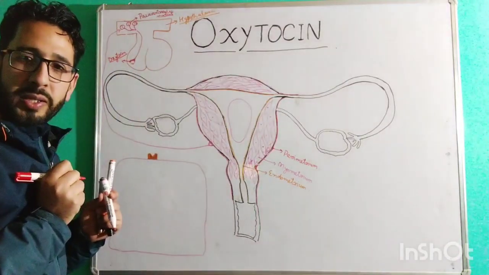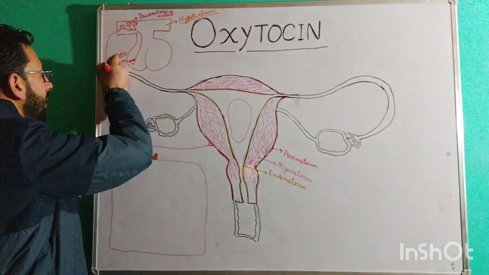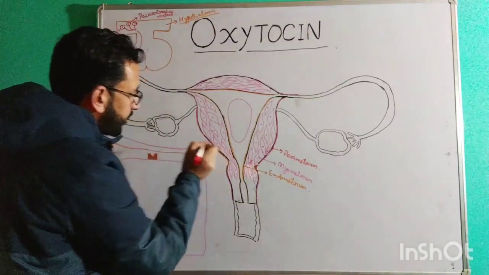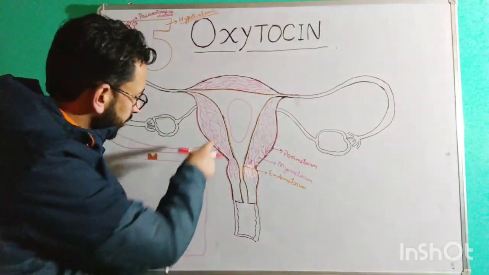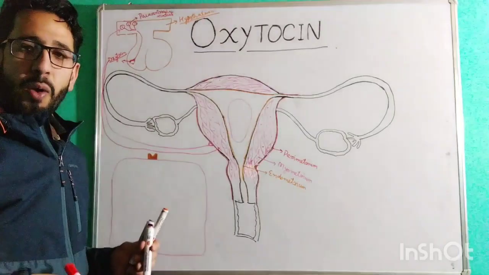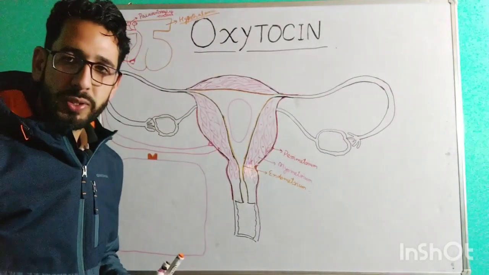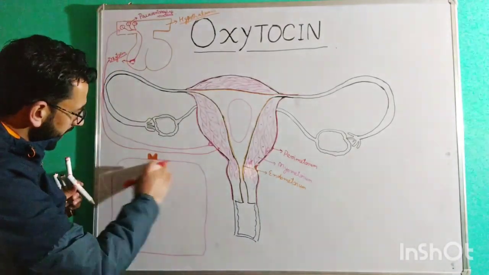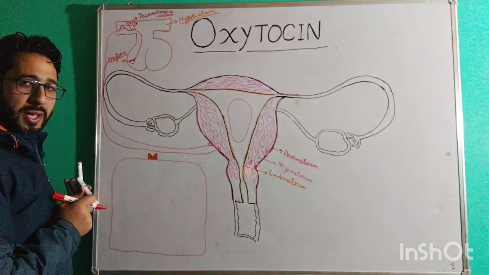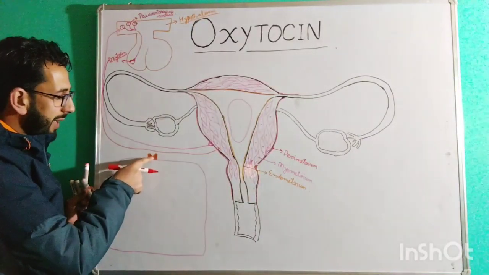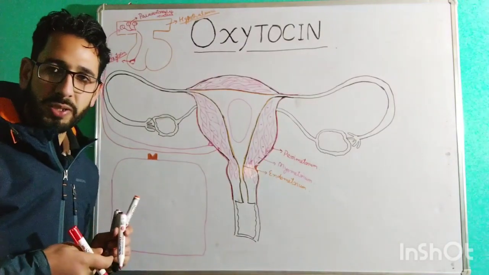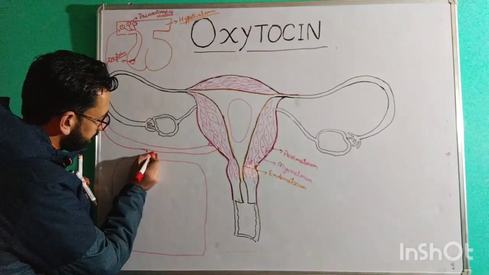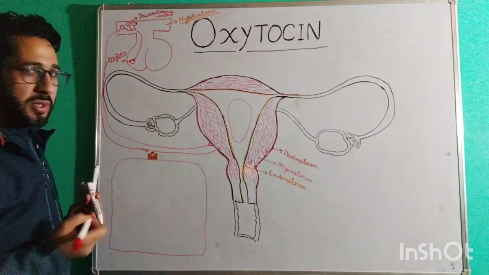Now this oxytocin comes and acts on the myometrium of the uterus, on the smooth muscle cells. Let us see how oxytocin plays its role in these smooth muscles of the uterus. Here I have drawn one smooth muscle cell, and this smooth muscle has a receptor specifically for oxytocin. Now oxytocin comes and binds on the receptor of this smooth muscle cell of the uterus.